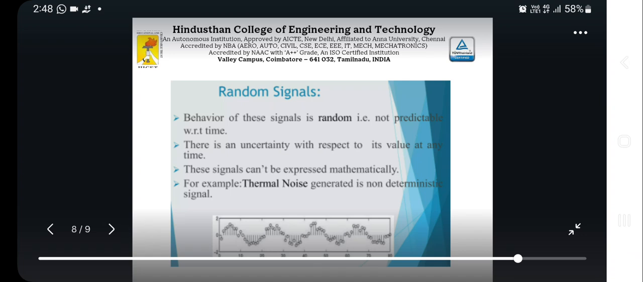Next one is random signal. A non-deterministic signal is also called a random signal. We can never predict that kind of signal. We receive the signal randomly. The behavior of these signals is random, that is, non-predictable values. There is an uncertainty with respect to its value at any time. These signals cannot be expressed mathematically. For example, thermal noise is a non-deterministic signal. This is a diagram of a non-deterministic signal.